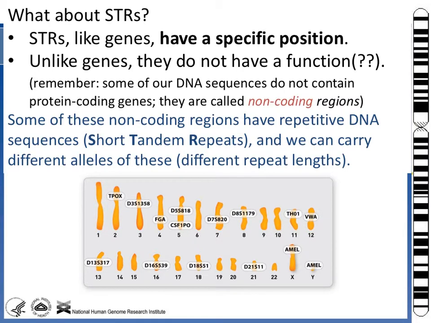So these are considered non-coding regions. In other words, they don't code for a protein, but they still might be involved in gene regulation. But they tend to change a lot because they're not under really strong selection. And so that's how you see so much variation, and you get to distinguish between individuals.